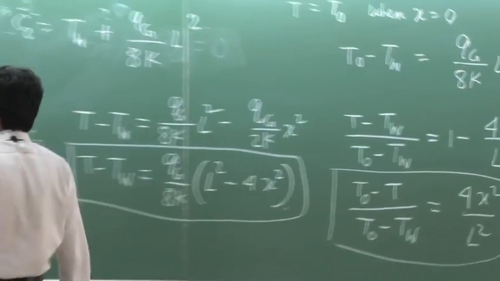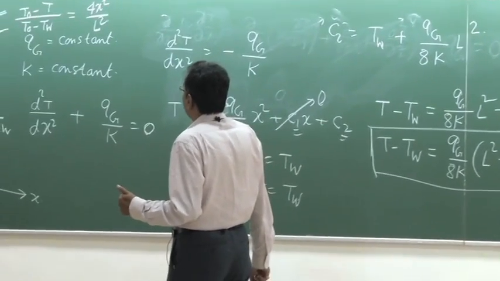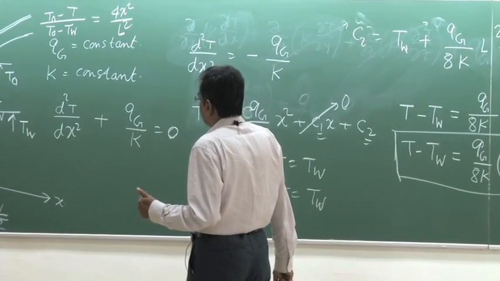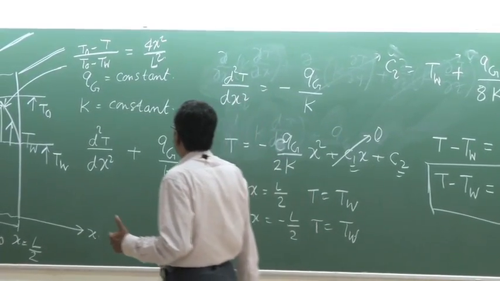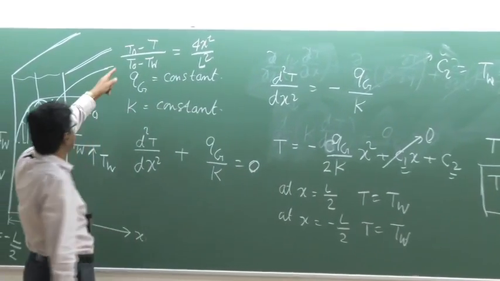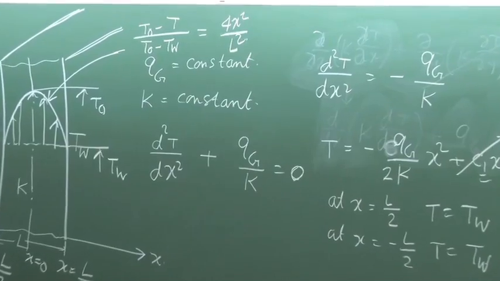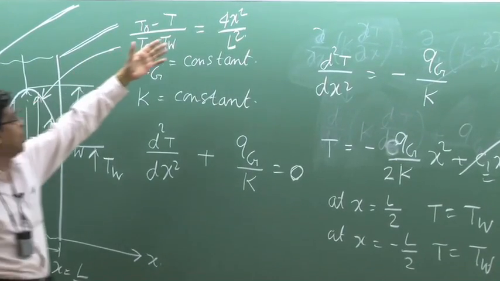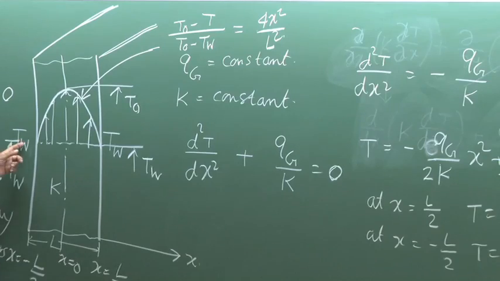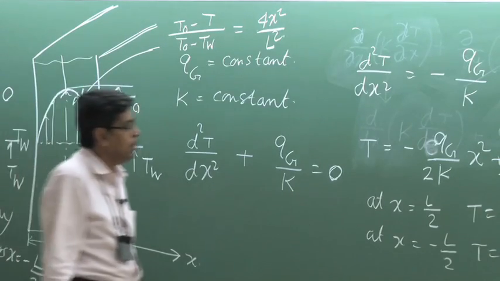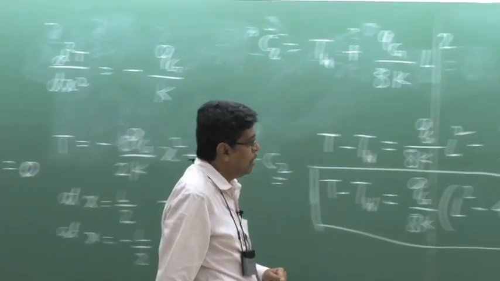At x is equal to 0, the value is t is equal to t0, and at x is equal to L by 2, t is equal to tw. I think it is all right. It is perfectly all right. That means this is a parabolic distribution.